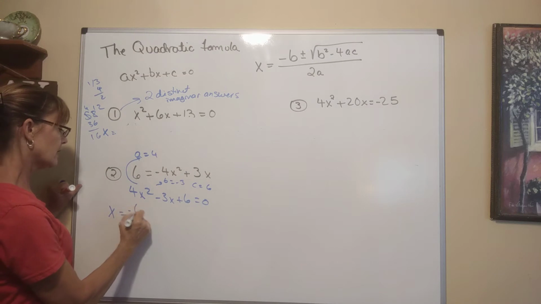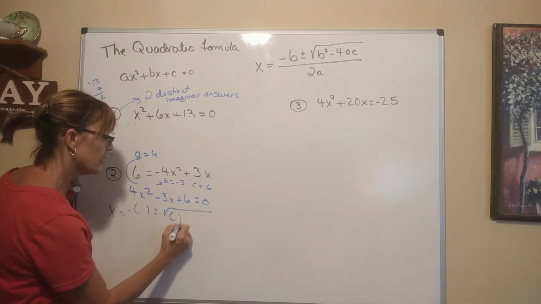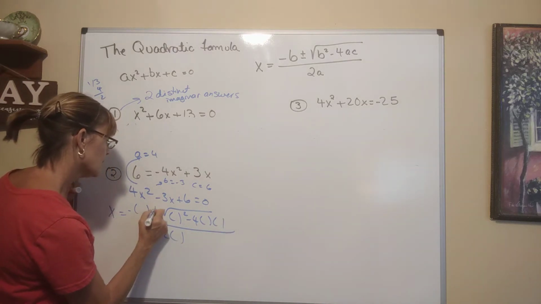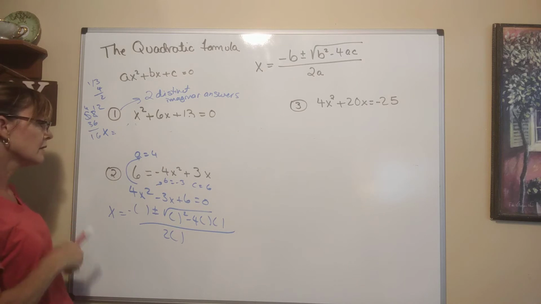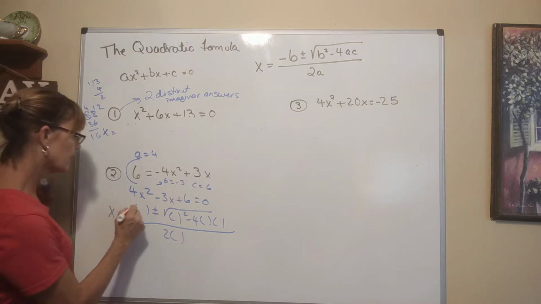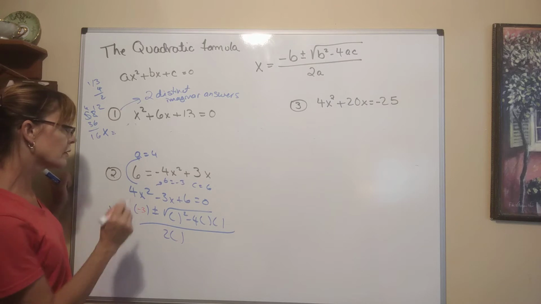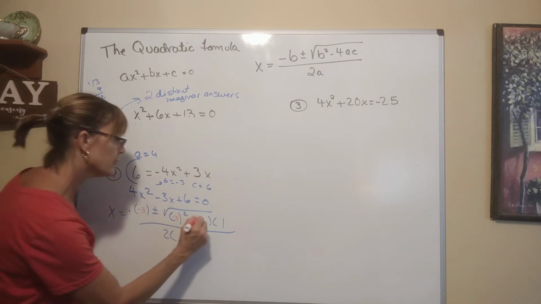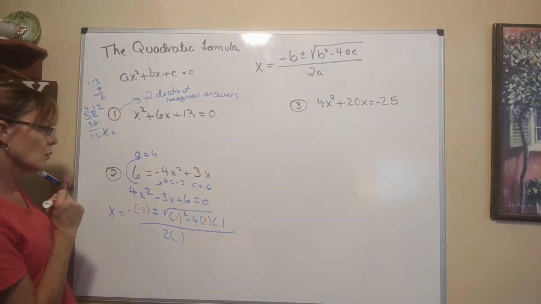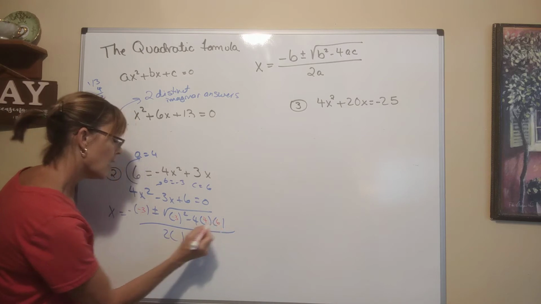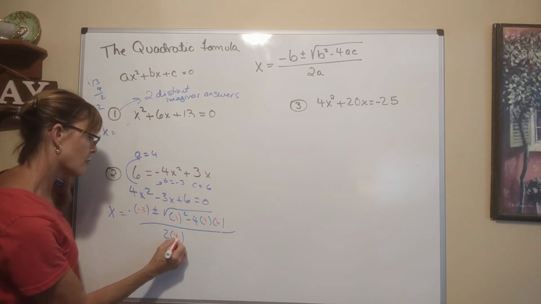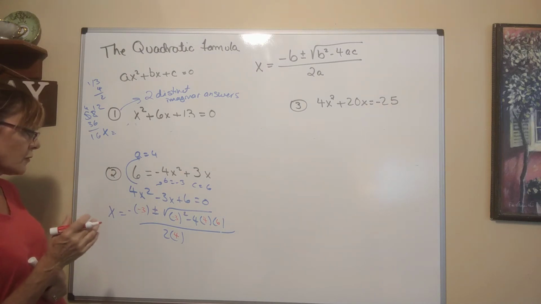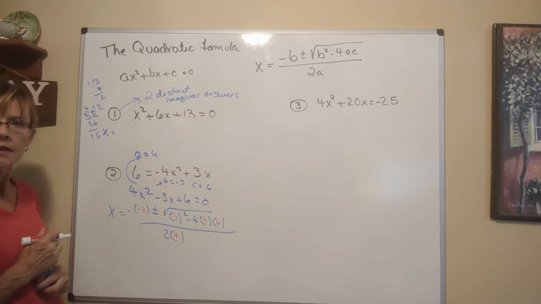x is negative b plus or minus the square root of b squared minus 4 times a times c, all over 2a. So I'm going to go in and put in my values now. It's negative b or negative 3 plus or minus the square root of b squared, negative 3 squared, minus 4 times a, which was 4, times c, which was 6, all over 2 times a, which is 4. Let me make sure I'm happy with that. Negative b plus or minus square root of b squared minus 4 times a times c all over 2a. Yes, that looks fine to me.